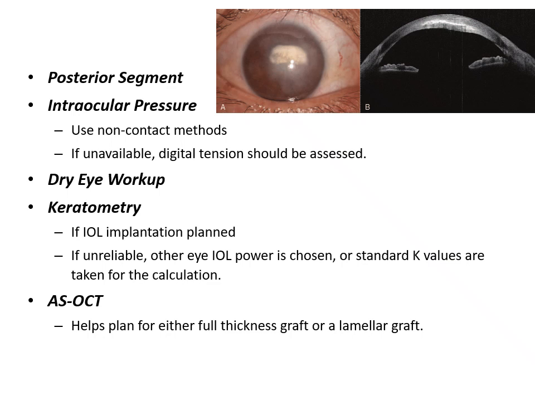Posterior segment. Now suppose there was a history of trauma, and then there is an opacity over there, and you cannot really see the fundus properly. You have to evaluate the posterior segment using a B scan in such cases. Intraocular pressure. Now in cases of corneal scarring, as we know, applanation will not be very helpful. It's going to give false readings because the cornea may be overly thick or overly thin. So it is preferable to use non-contact methods, and if they are not available, one can even do a digital tonometry.